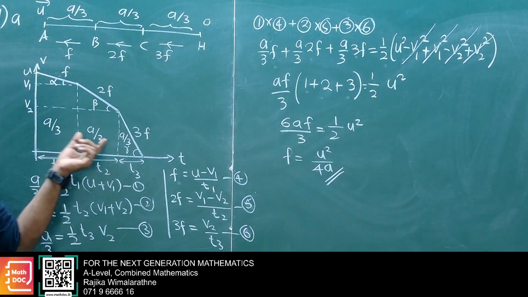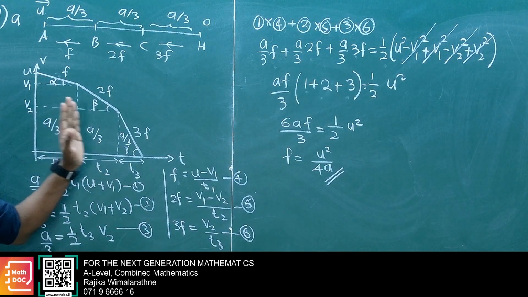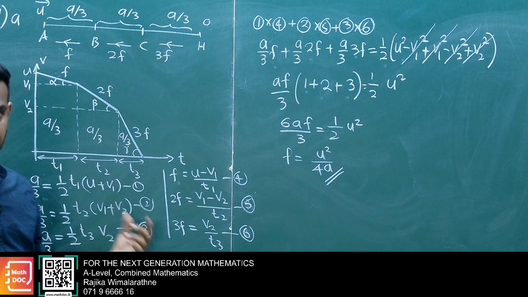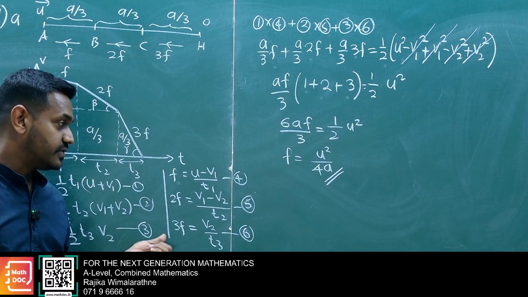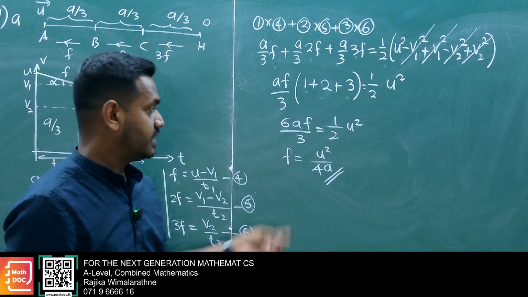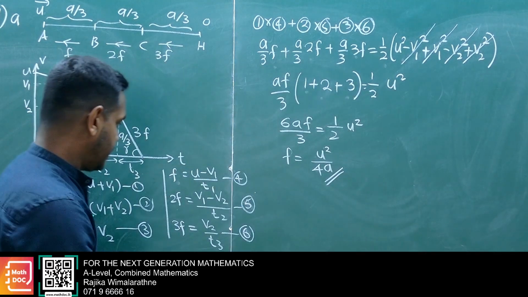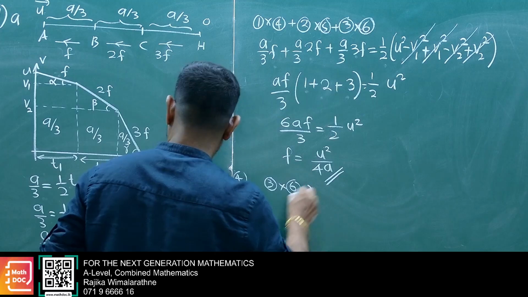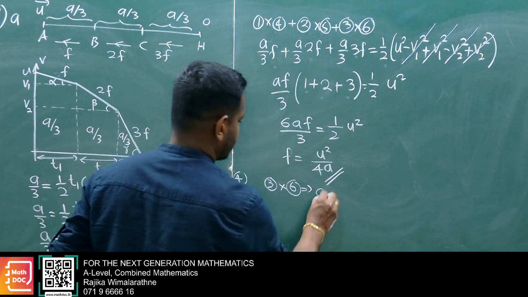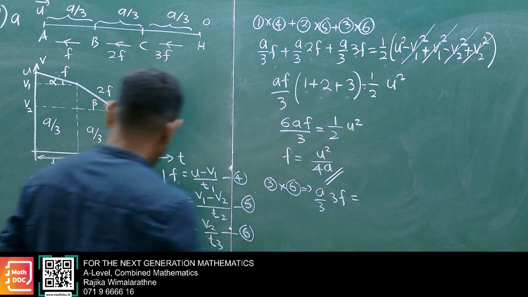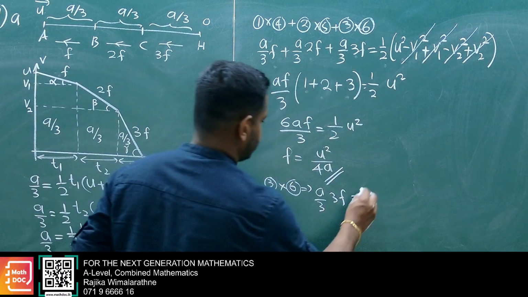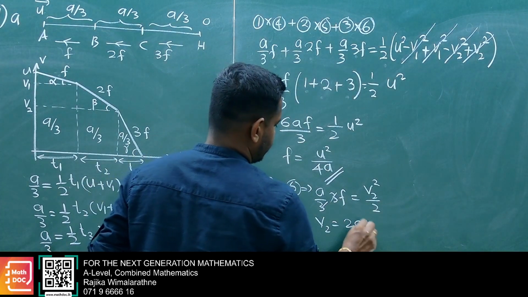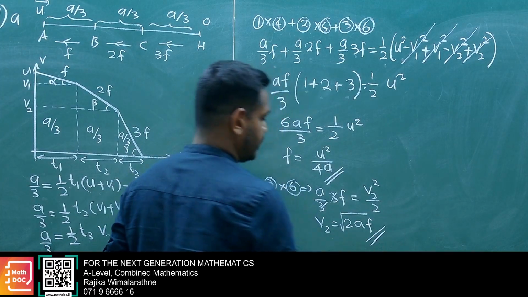So here we have the successive displacement method. First write displacement relations, then corresponding to that write gradient relations, then it is better to multiply and add them. Then you can cancel time, and also you can cancel the unknown velocities. Then here the F value. Then by 3 and 6, 3 into 6, A over 3, 3F, V2 square over 2. Then V2 equals root 2AF.